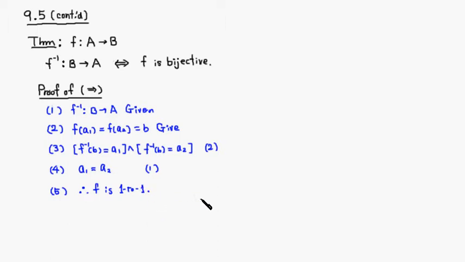All right, let's try to show that it is onto. So line number 6. I'm going to choose any arbitrary element b in the set B. So this is given.